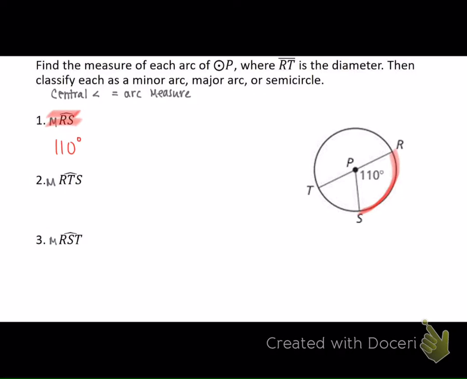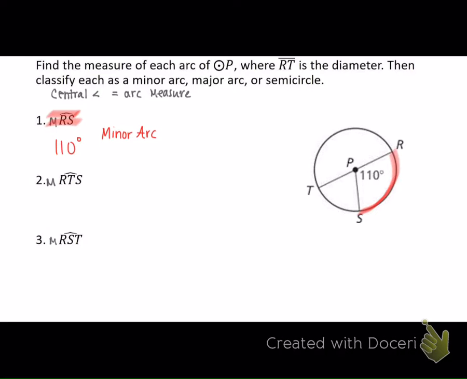Is that a major or a minor arc? It's less than 180 degrees. So it's a minor arc. There's two ways I know that this is a minor arc. One, it's only two letters, right? And two, it's less than 180 degrees. We do have to make sure it's not a semicircle, but we can tell it's not a semicircle because it's not equal to 180.